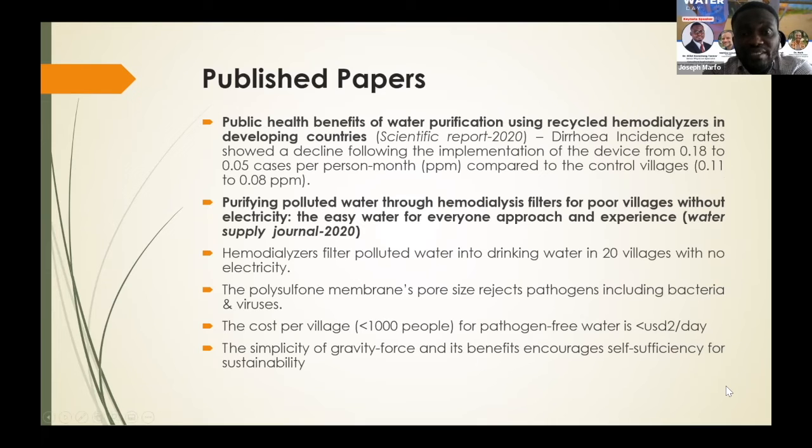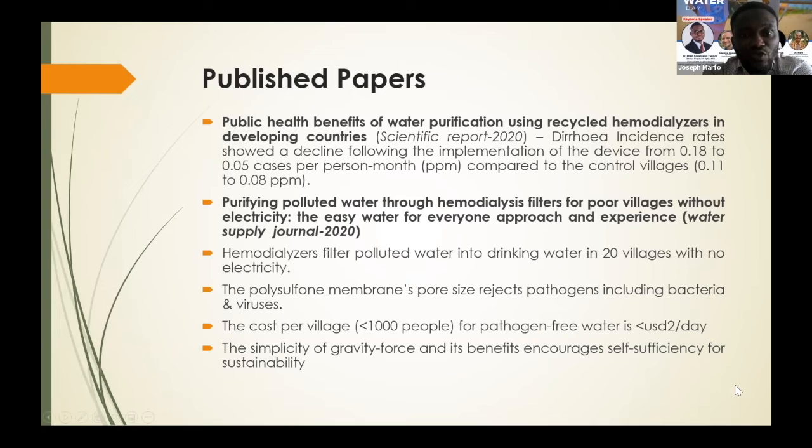So what this study sought to achieve was to determine if, after the implementation of the device, diarrhea incidents have been reduced in these communities. And lo and behold, after the implementation, by the findings of the research, diarrhea incidents have been reduced.